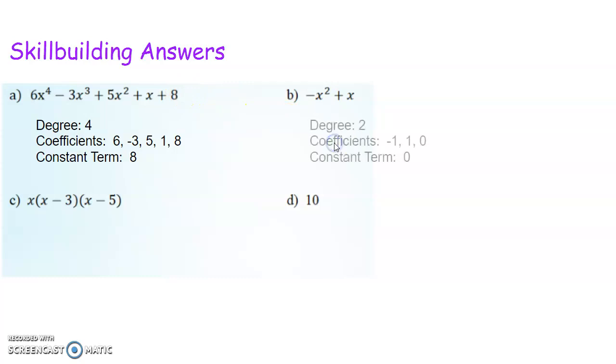Letter B. Degree is 2. Coefficients are -1, 1, and 0. Again, I need my constant term, and this constant term is 0.